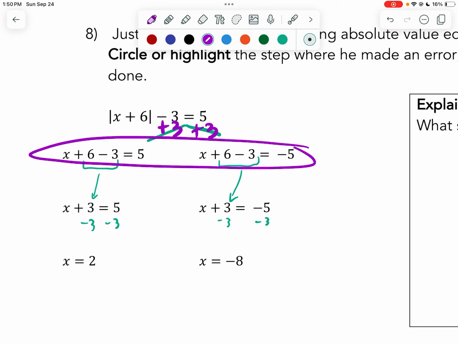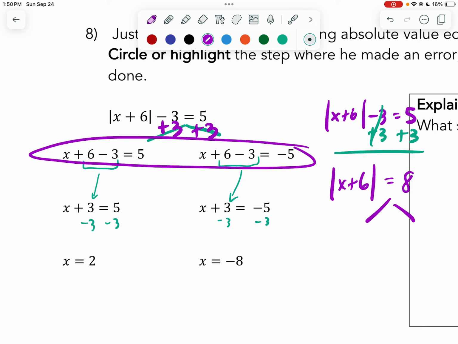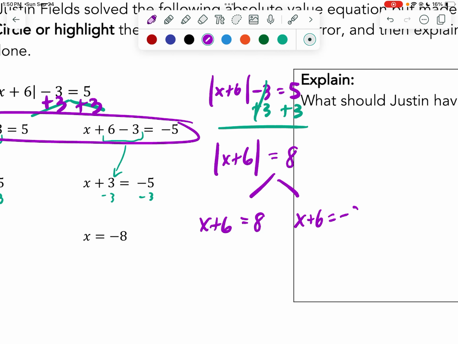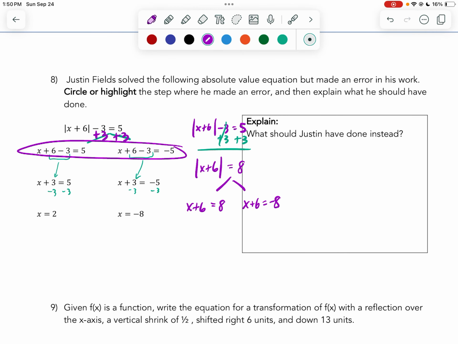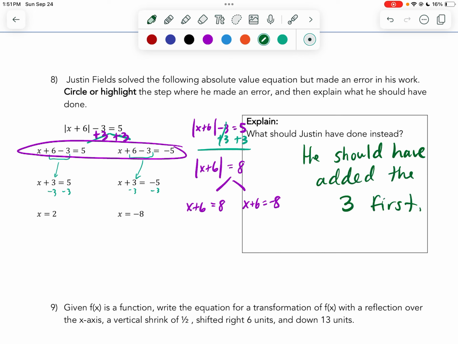He should have added 3 first. So it should have looked like this, where he adds 3 first, and then makes 2 equations. So it should be x plus 6 equals 8, and x plus 6 equals -8. And he did not have that. He did not add the 3 first. So that's what I would say here. He should have added the 3 first. Okay, so it's an error analysis.